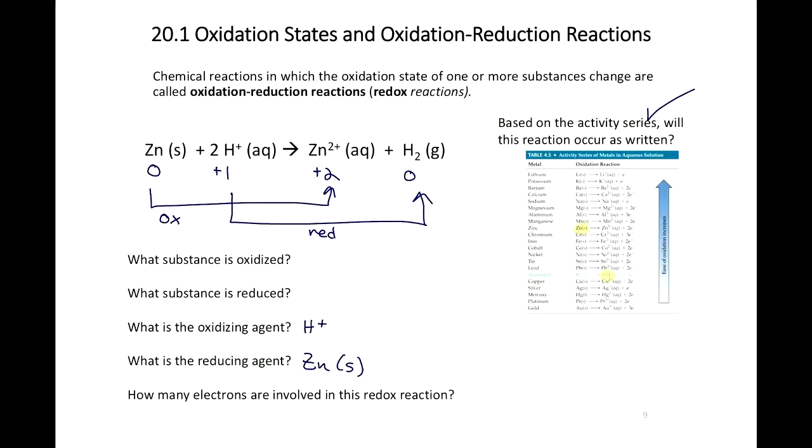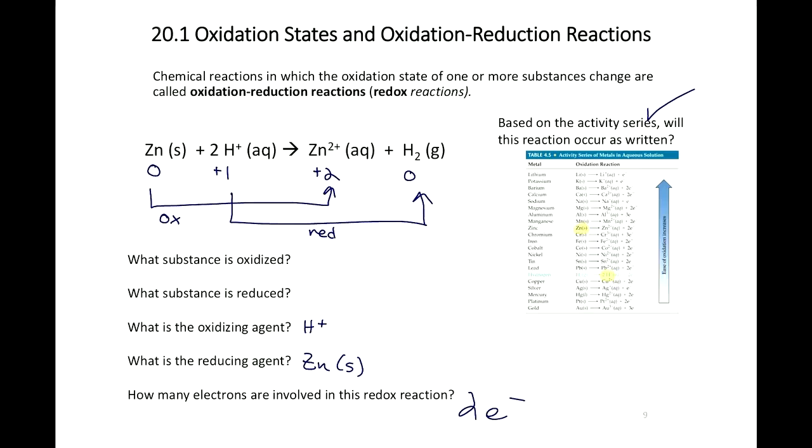Can you tell me how many electrons are involved in this process? 2. There are 2 electrons in this process. I like to look at the oxidation numbers. That'll help you. Zinc is going from 0 to +2, so it's losing 2 electrons. Where are those electrons going? To the 2 H pluses to make them fully charge neutral. So there are 2 electrons going there.